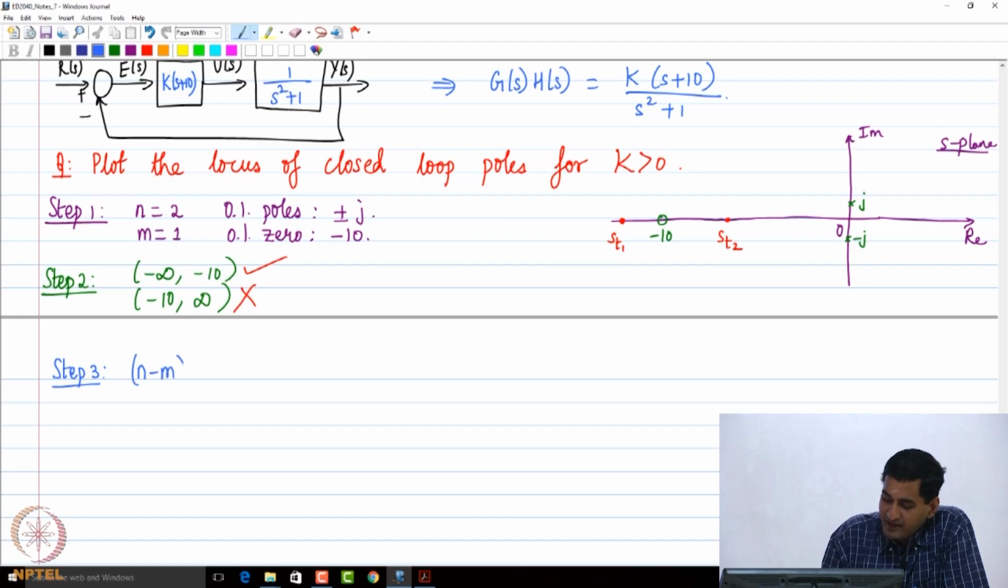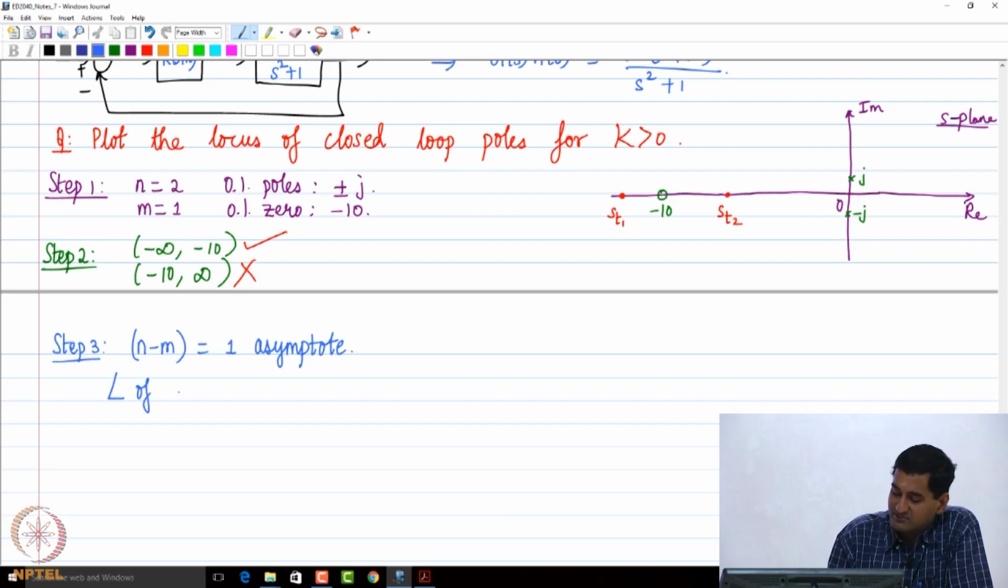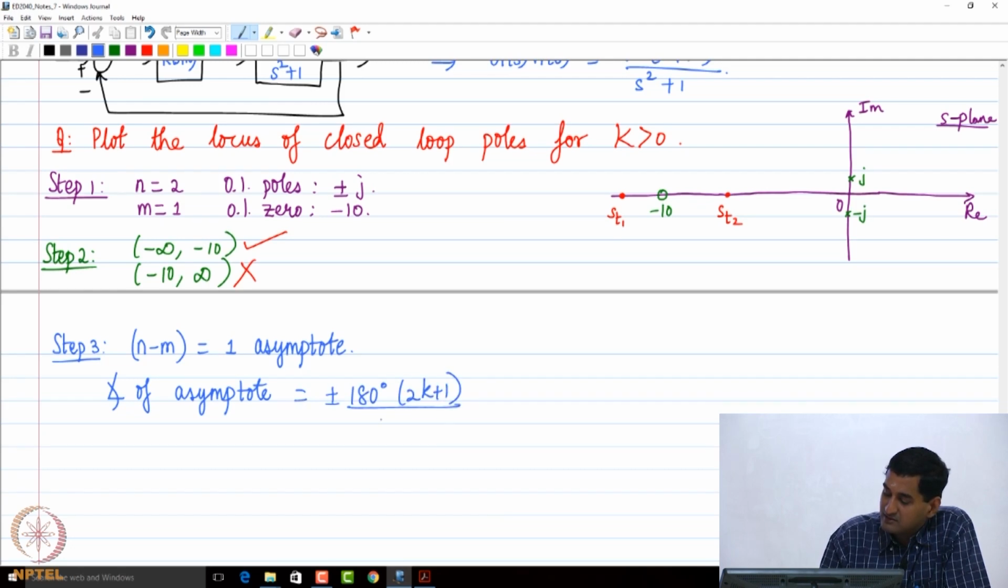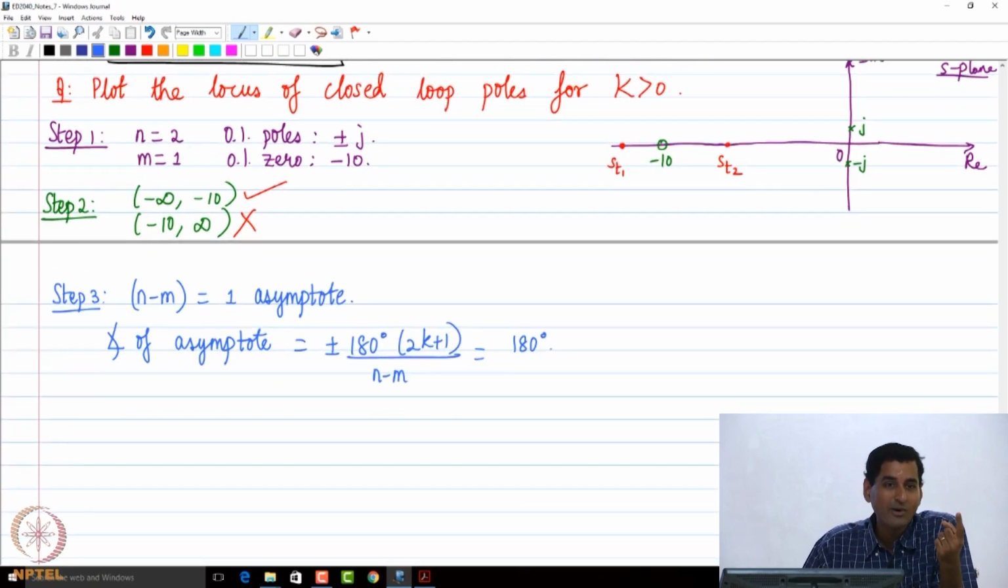Asymptotes, right. So, there will be n minus m asymptotes. In this case, n minus m is 1. So, there is going to be 1 asymptote. And what is the angle of the asymptote? That is going to be equal to plus or minus 180 degrees times 2k plus 1 divided by n minus m. So, that essentially becomes 180 degrees, because n minus m is only 1. So, I need only one angle, which is 180 degrees. You can call it plus 180 or minus 180, the angle will be the same.